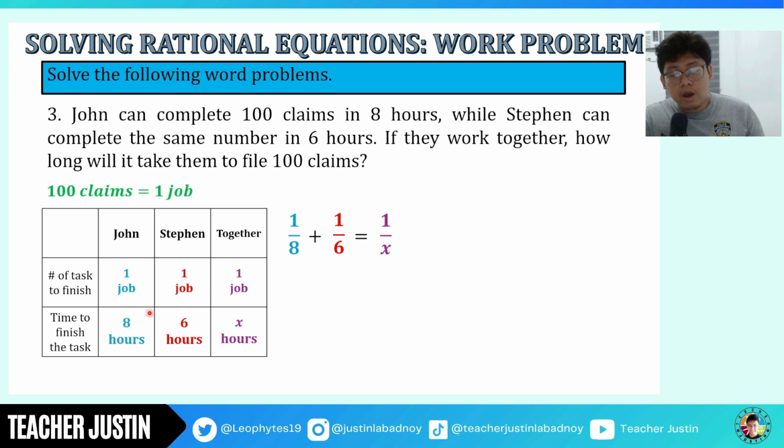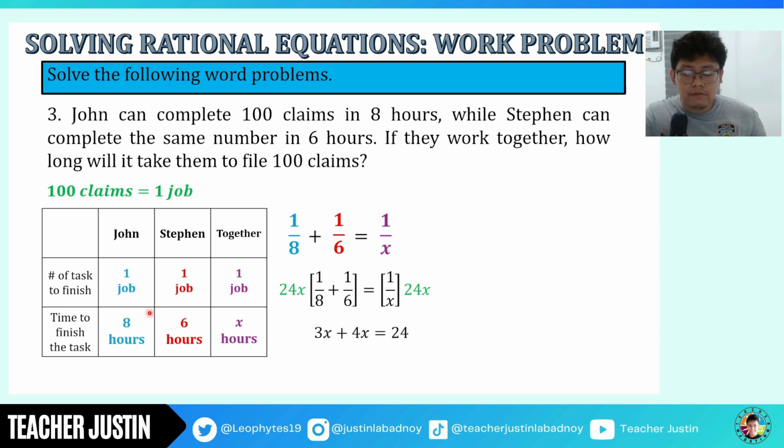We will proceed to our next part, which is to multiply both sides by the LCM. So we have 8, 6, and x. So our least common denominator will be 8 times 6 times x, and we divide it by the greatest common factor, which is, in this case, 2. So we will multiply both sides applying the distributive property. That will give us 3x plus 4x is equal to 24.